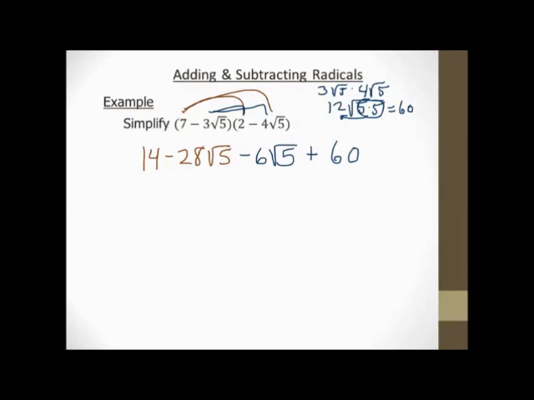Alright, so again, I did coefficients. 3 times 4 is 12. Square root of 5 times square root of 5 is 5. 12 times 5 is 60. That's where the 60 comes from. So you can either do them in your head or you can write them out like that. It doesn't matter as long as you get the right answer. Alright, so I'm going to add and subtract like terms. 14 plus 60, 74. Negative 28 square root of 5 minus 6 square root of 5, negative 34 square root of 5.